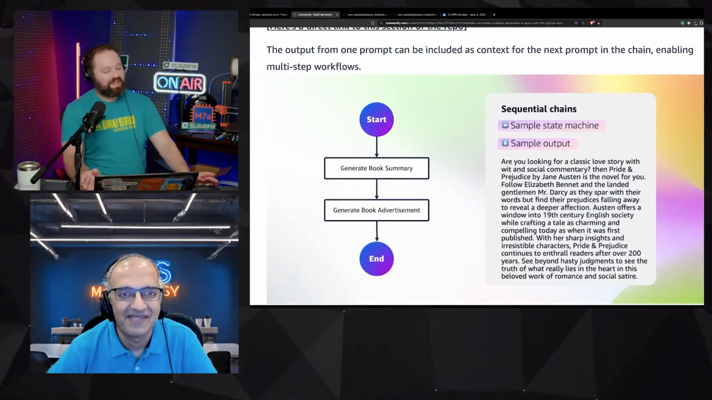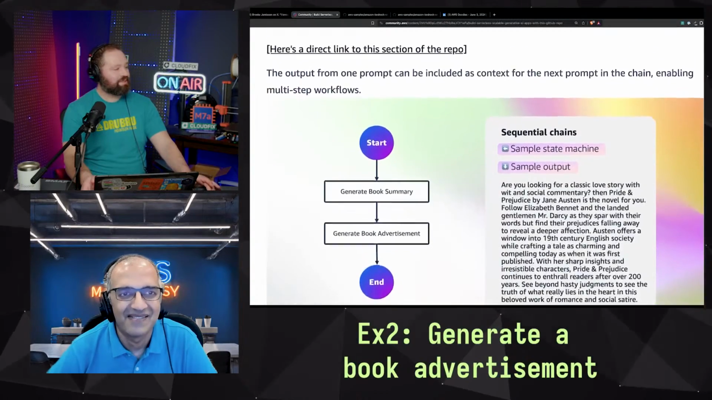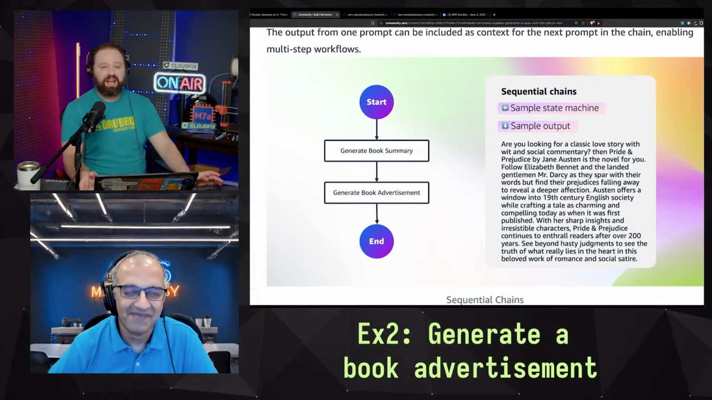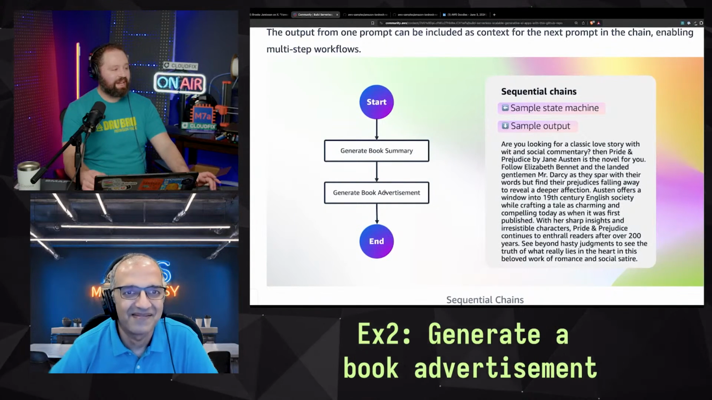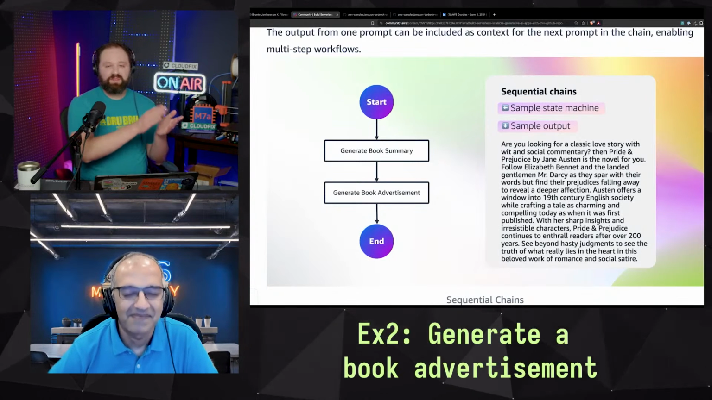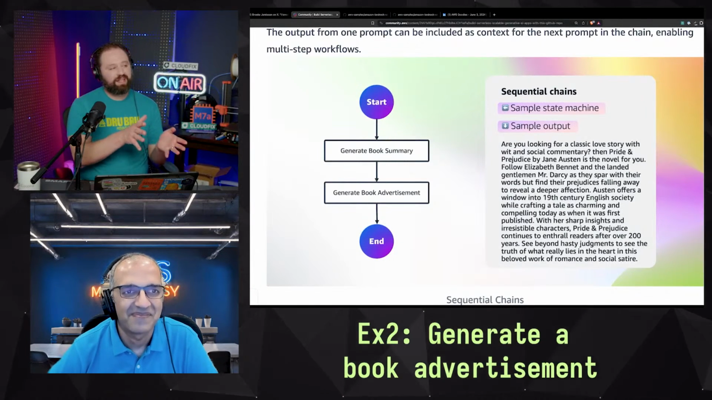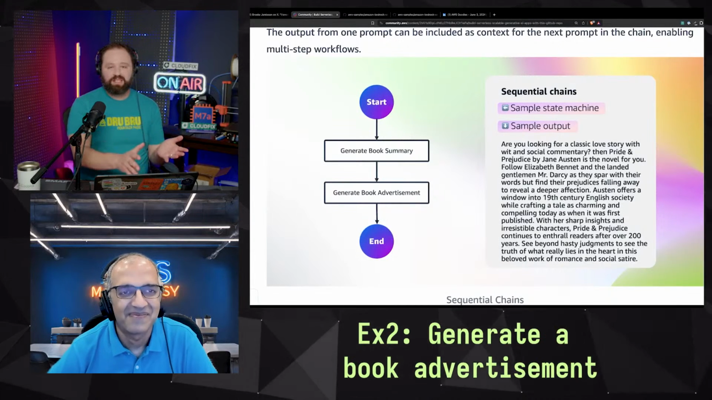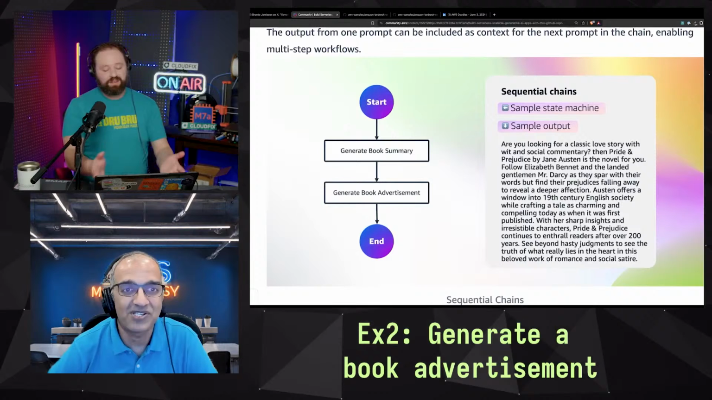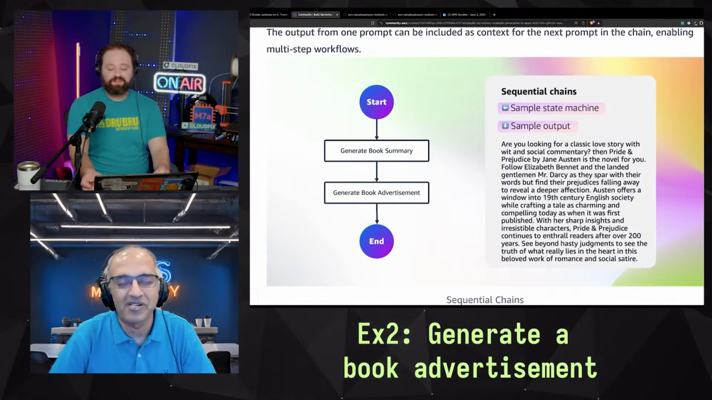So this one says, how would you generate an advertisement for a book? So step one, generate book summary, and step two, generate book advertisement. So the idea is you have that template from the first step, you put in a book. The first invocation of the LLM could be summarize the book, and then the second one could be generate a book advertisement. Now, the cool thing about this is it takes the summary as an input and then generates the advertisement based on the summary.